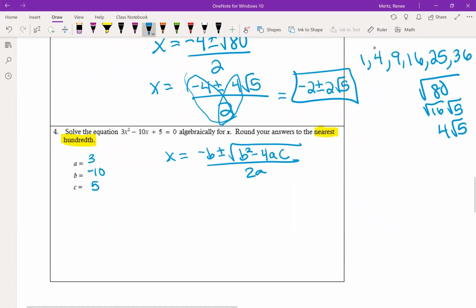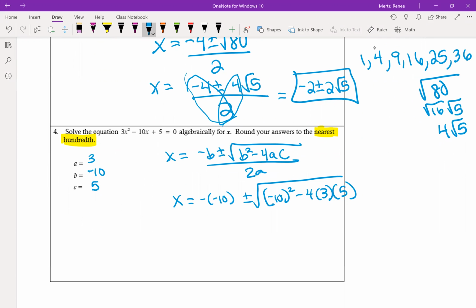So x equals a negative negative, or a positive 10, plus or minus. Again, make sure under the radical, you're putting the b squared always in parentheses. So you get x equals 10 plus or minus the square root of 40, I believe. Check my math. All over 6.